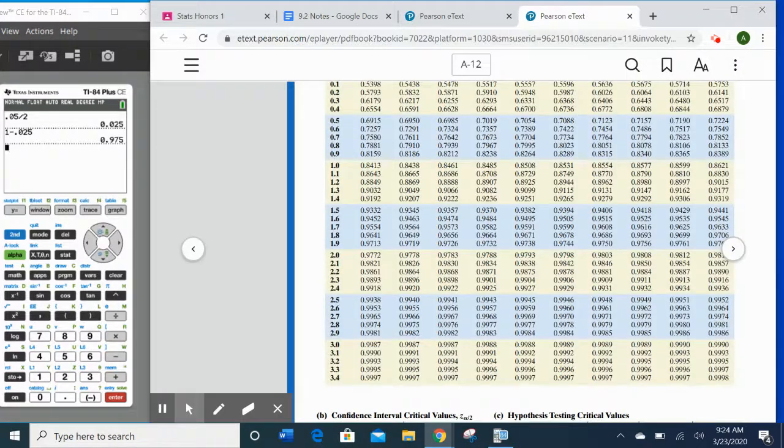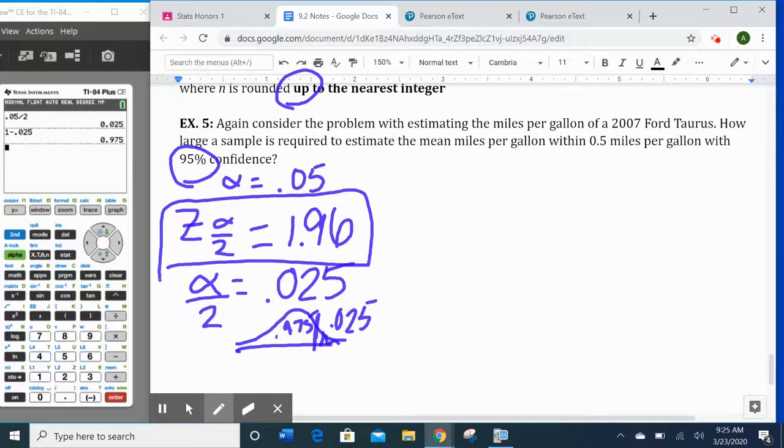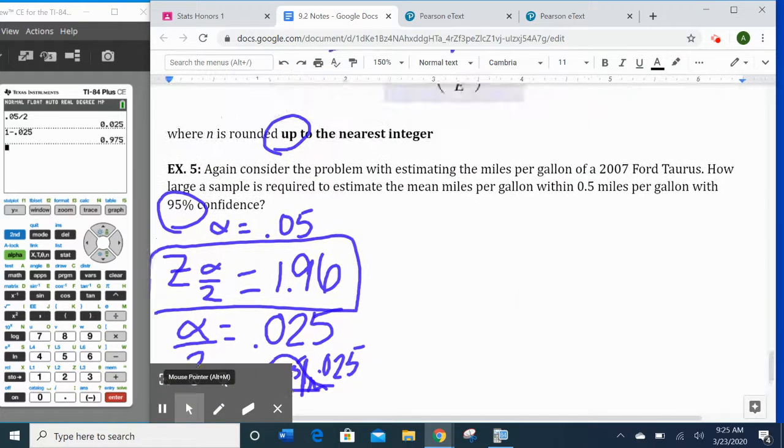So what is the Z-score such that the area to the left is closest to 0.975? So I'm going to go to my normal distribution chart, and I'm looking in the middle for what's closest to 0.975. So what's closest to 0.975 is actually exactly 0.975, which is 1.9 and then 0.06. So 1.96 is the Z-score. So Z sub alpha over 2 is 1.96. So that's important.